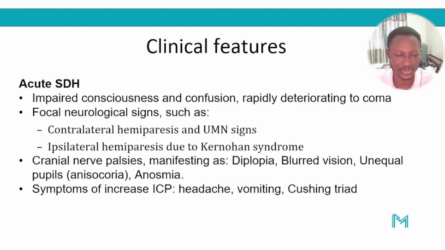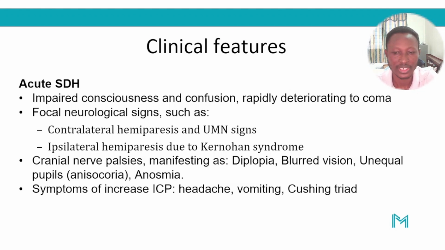That's the typical presentation. Now, in some cases we might have ipsilateral hemiparesis. So you have a blood collection on the right side and you have weakness of the body also on the right side. And this will create the impression that the lesion is on the left side of the brain, but in actual fact, the lesion is on the right side, the same side as the weakness of the body. And this is a false lateralizing sign, and it is because of what we call Kernohan syndrome.